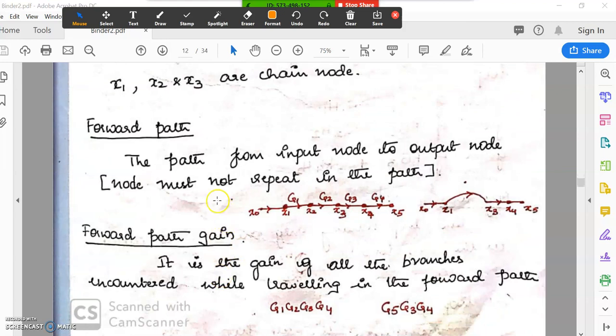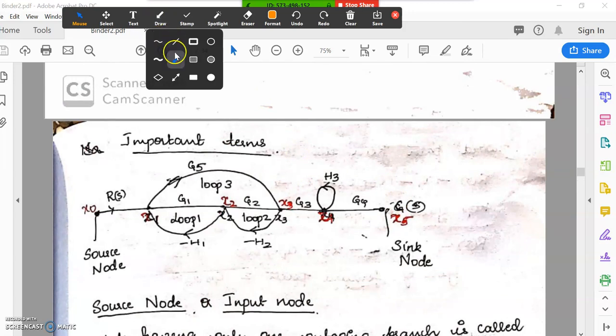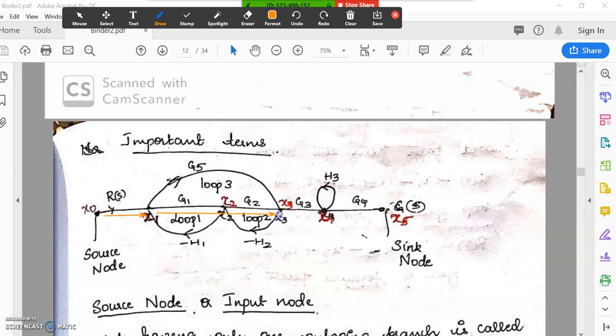Forward path. Forward path means the path from input to output node, and the node must not repeat in the path. That is, continuously it must be going forward. It shouldn't come back. There is no repeat of the node. Node should not get repeated. So that is called the forward path. There are two forward paths here. See, this is one forward path. It goes like this. It is the first forward path. G1, G2, G3, G4 is the first forward path.